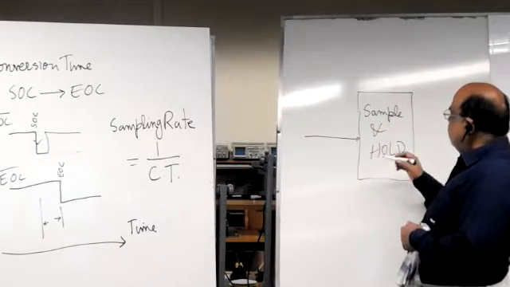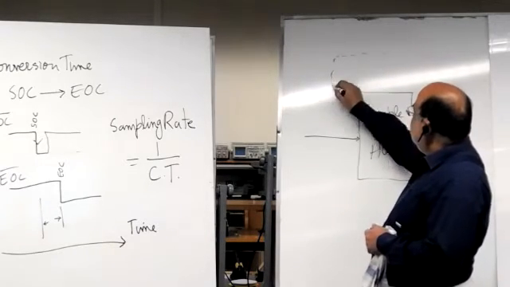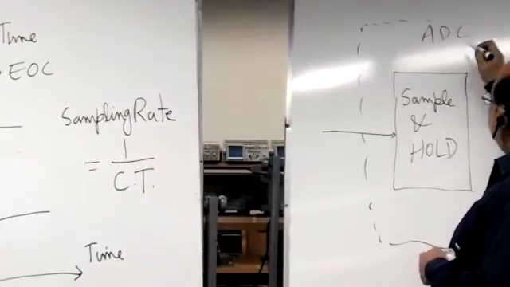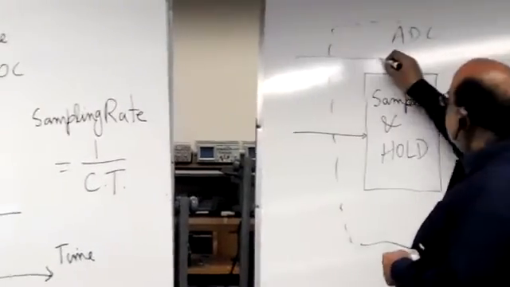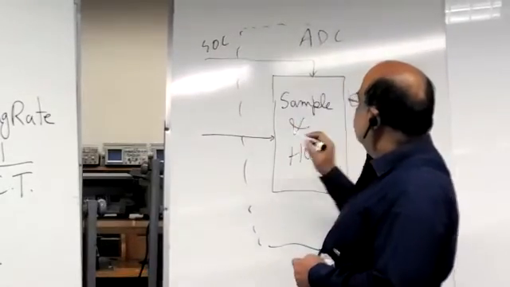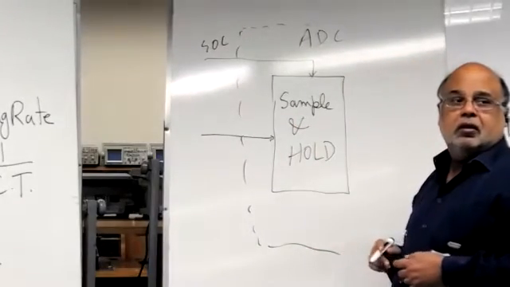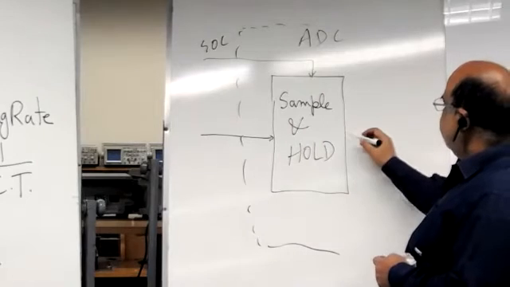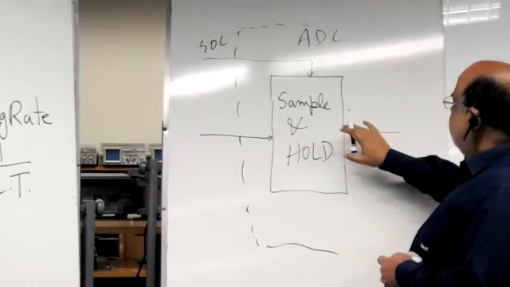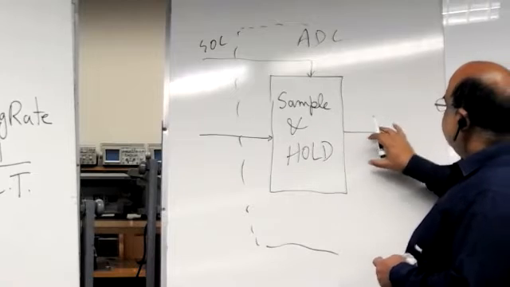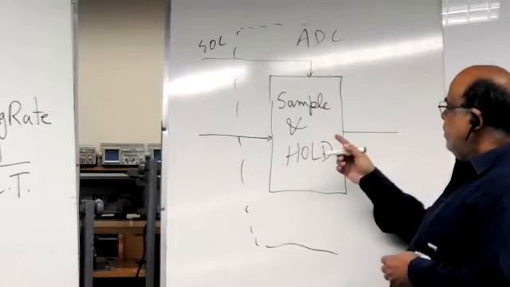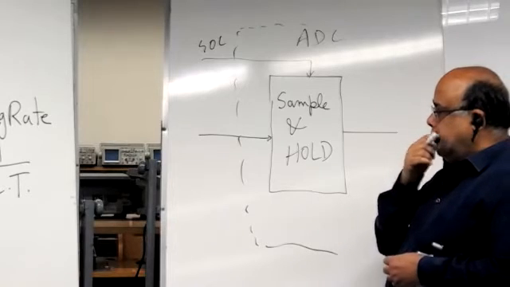So coming back to this, inside the ADC, the very first thing that we come across is the sample and hold circuit. And start of conversion goes to this sample and hold circuit. The job of this sample and hold circuit is to hold the sample for the time that it is being converted into digital format. So it needs to hold the input.